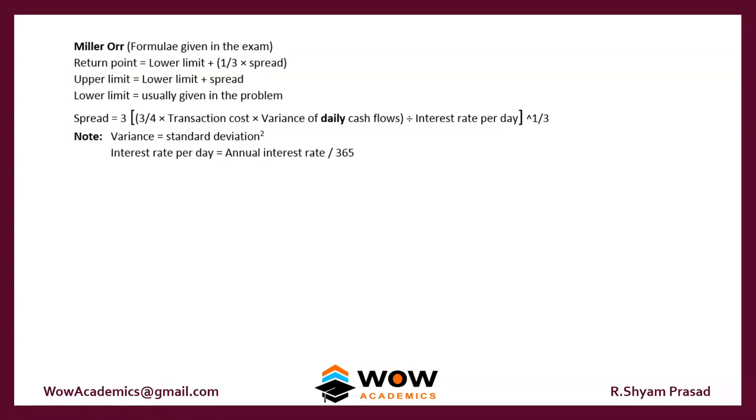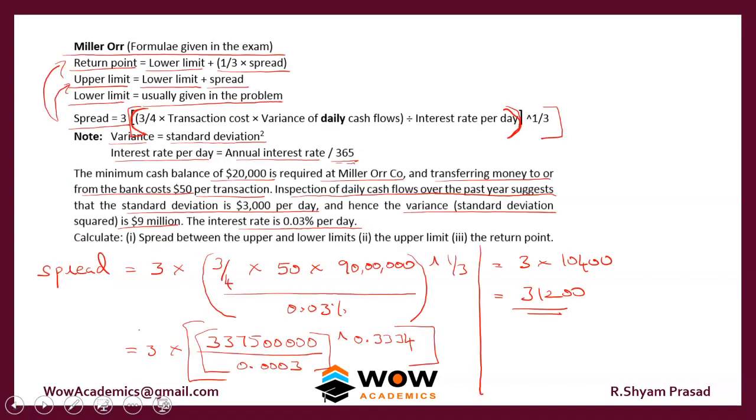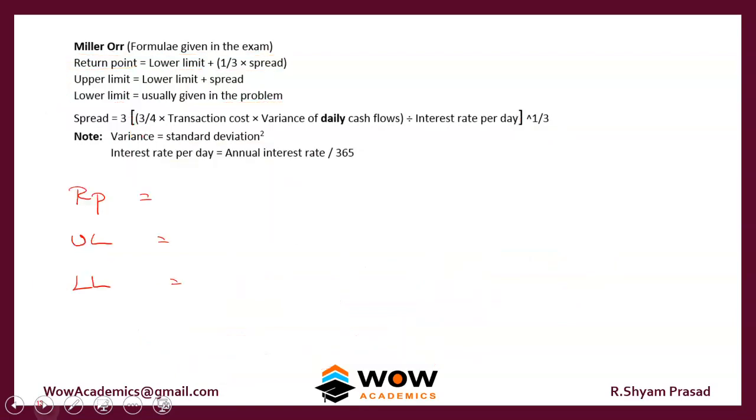So the other part of the answer is, we need the return point, we need the upper limit, we need the lower limit. So usually that will be given in the problem. So they have stated that the minimum cash balance is 20,000. So that is the lower limit, 20,000. So all the parts of your questions will have the lower limit. Return point will also have the lower limit, and the upper limit also has the lower limit.